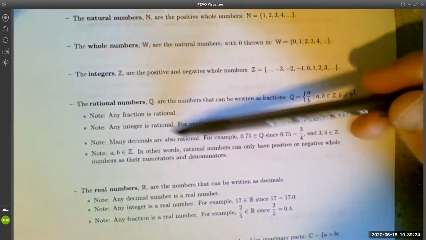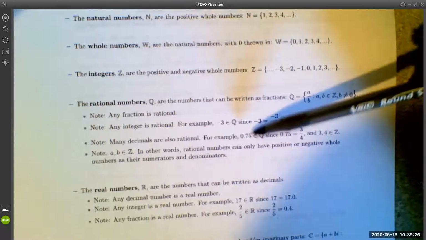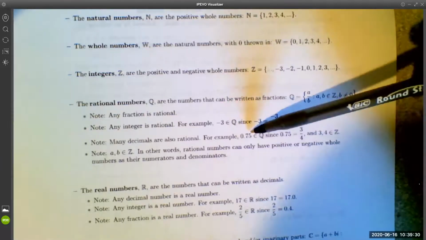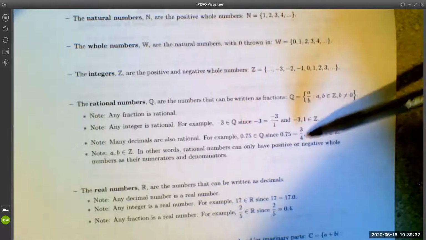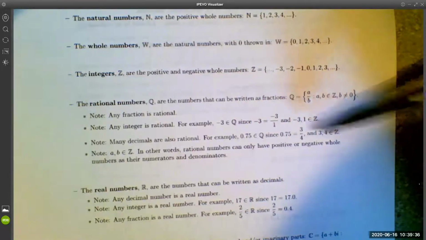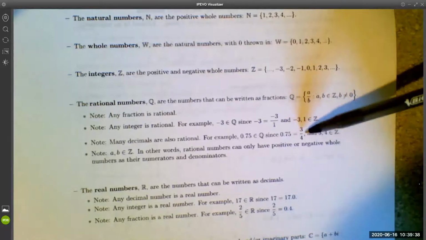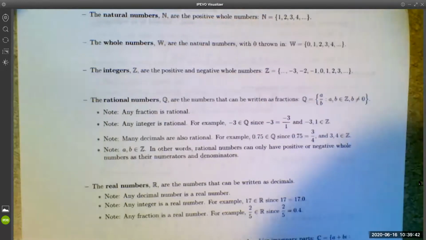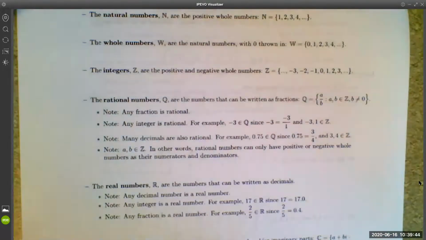Many decimals are also rational. For example, 0.75 is a rational number because you can express 0.75 as a fraction, right? 0.75 is the same thing as 3/4, and 3 and 4 are both integers, right? So 3/4 is a rational number, therefore 0.75 is a rational number. So many decimals are rational numbers as well.